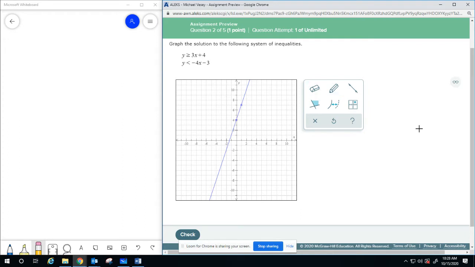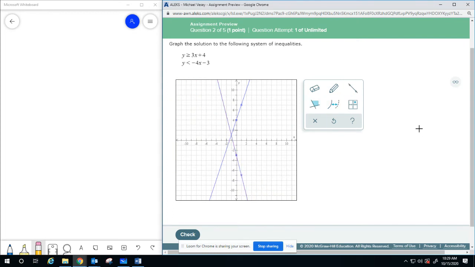And now let's look at the next equation. The y-intercept is -3, so I'm going to go to -3 and put a point. And the slope is -4. So from here, I would go down 4 spaces and then to the right 1 space. I'm going to grab my line and attach it to those 2 points.